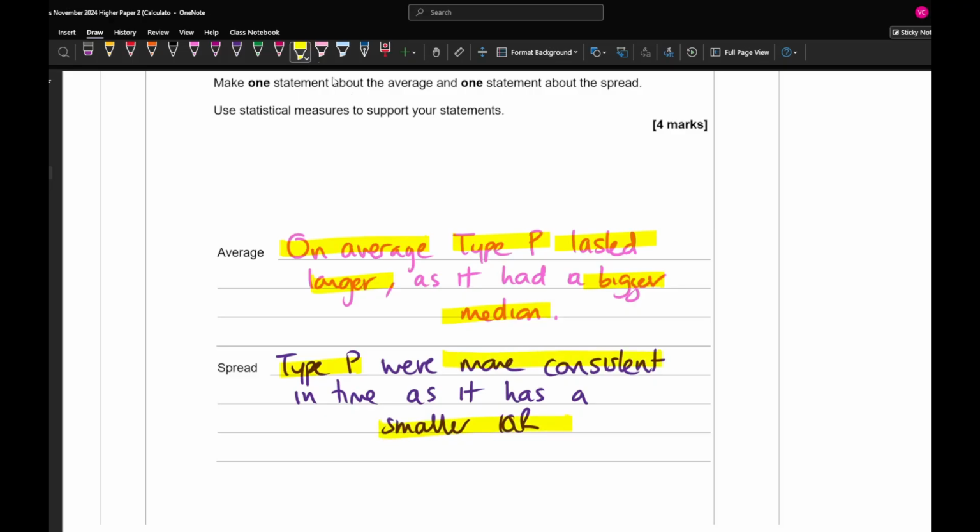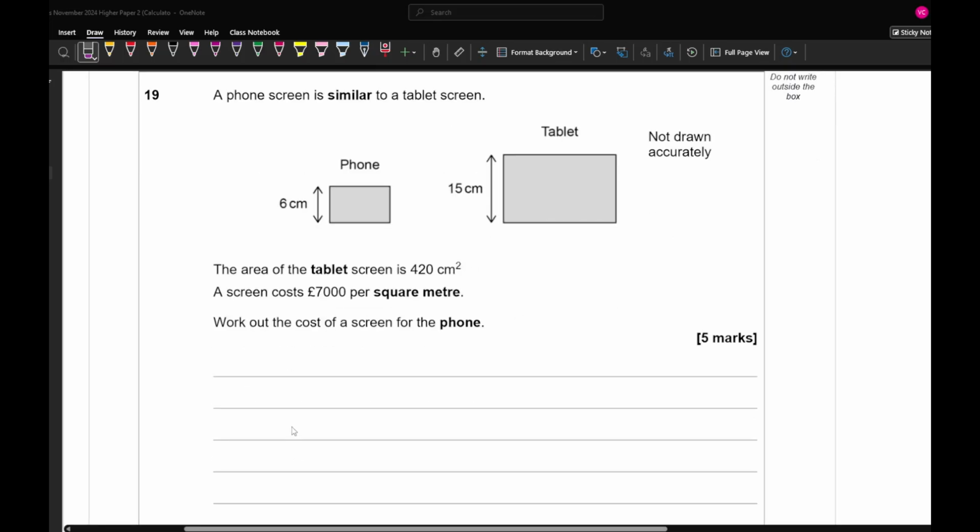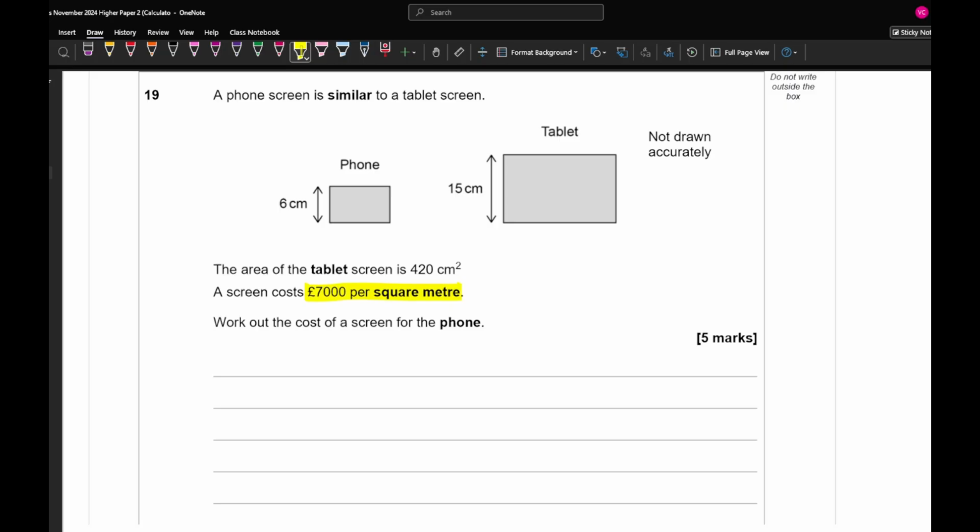So moving on to question 19, it says a phone screen is similar to a tablet screen. The area of the tablet screen is 420 square centimeters, and the screen costs £7,000 per square meter. Work out the cost of the phone. Now, as the dimensions of the phone and the tablet are both in centimeters, what we need to do first is convert £7,000 per square meter into pounds per square centimeter.